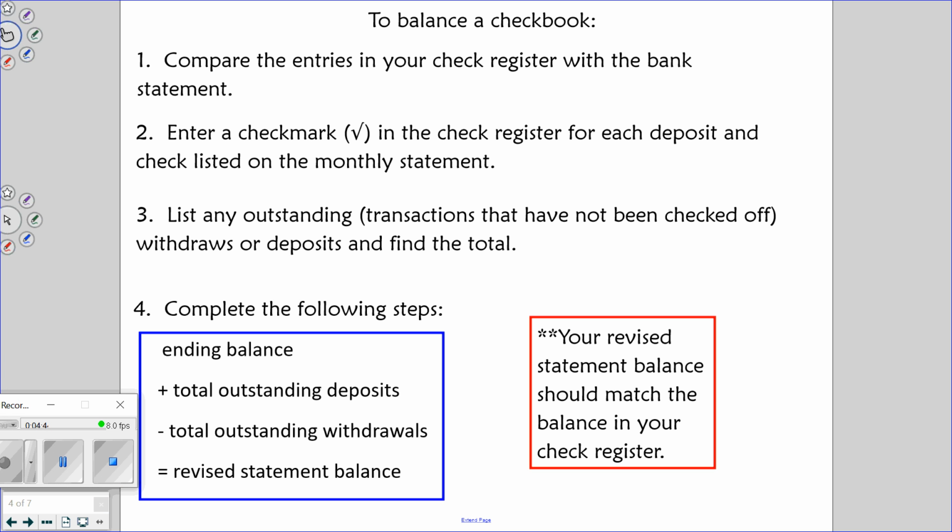So you'll start with the ending balance. That's on the bank statement, it'll say ending balance, and it'll have a number there. Start with that. You'll add any outstanding deposits, so things that have not cleared the bank yet, you'll add those back in. You'll subtract any outstanding withdrawals, and then that should equal your revised statement balance. So that should make your bank statement equal what your check registry says. They should match. If they don't match, that's when you freak out and you're like, oh my God, where did I mess up somewhere? And you got to figure that out.